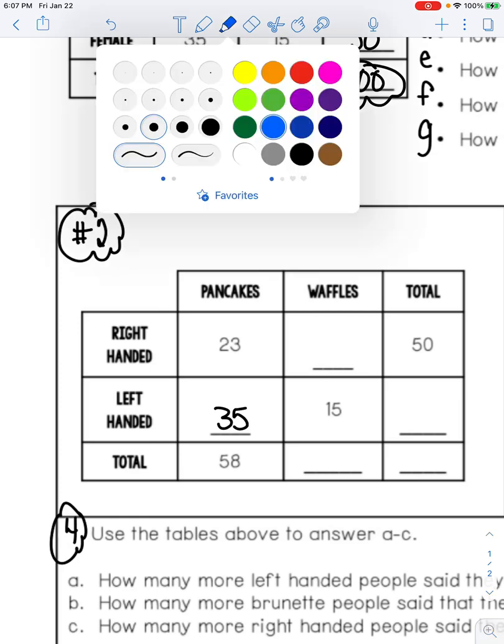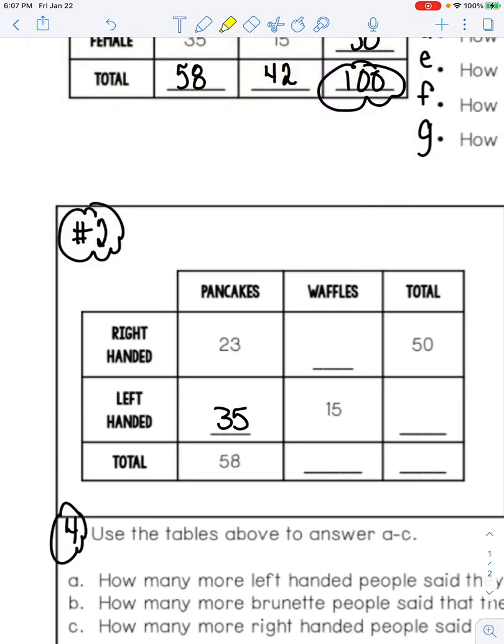Here's what I mean by if you want the total, you add them up. Look right here.